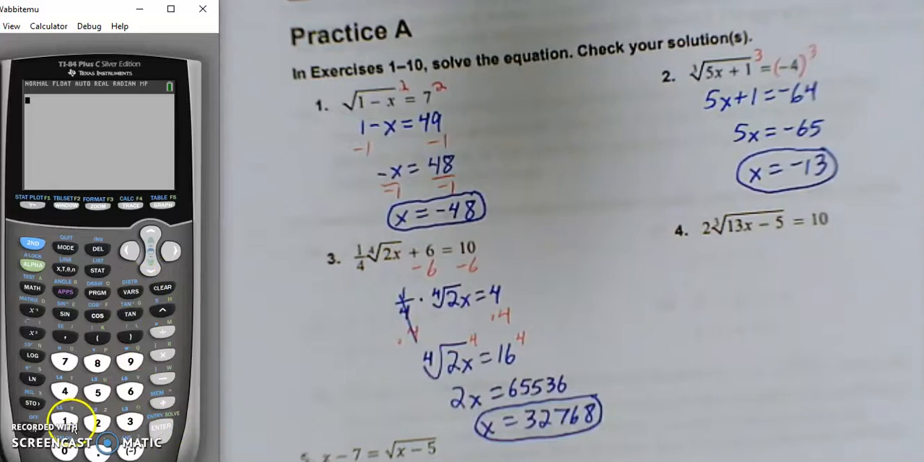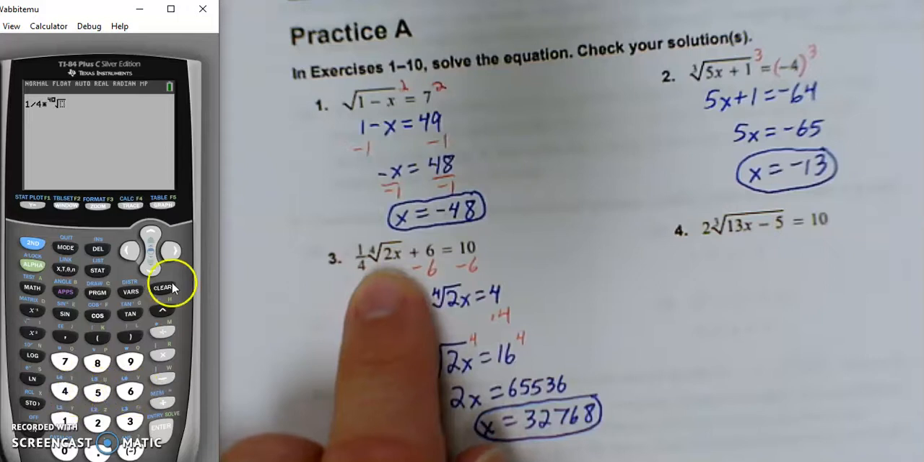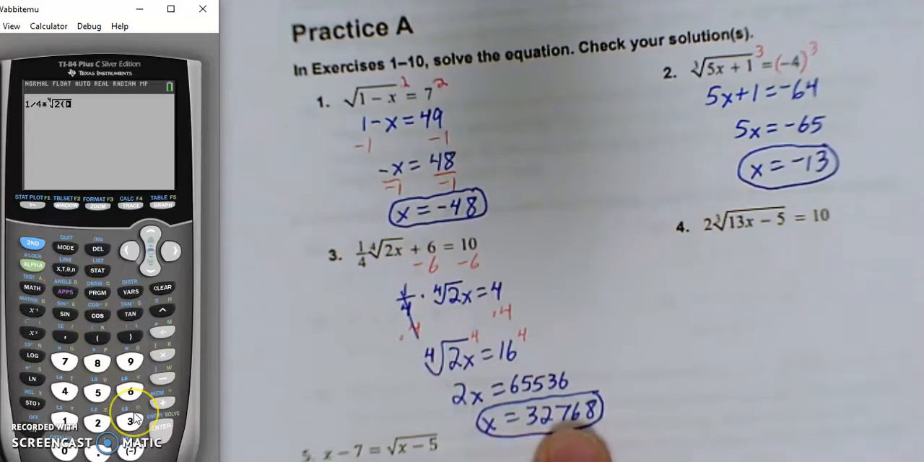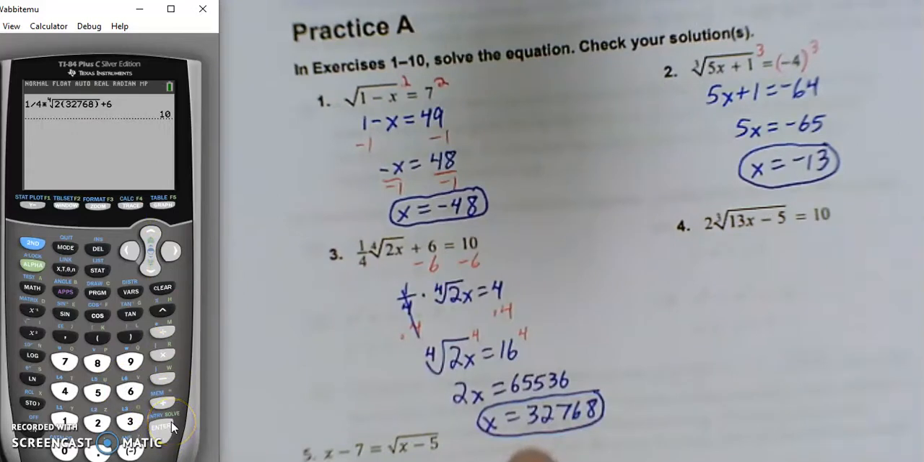So typing it in, 1 divided by 4 times. Now to get the 4th root, you hit the math key, and it is the 5th option down, x root. So now I can type in the 4th root, arrow to the right, 2x as my radicand, but we're typing in 32,768 as my x value. And then I'm going to hit the right arrow to get out of the root before hitting plus 6. When I hit enter, I do get 10. This was a good answer.